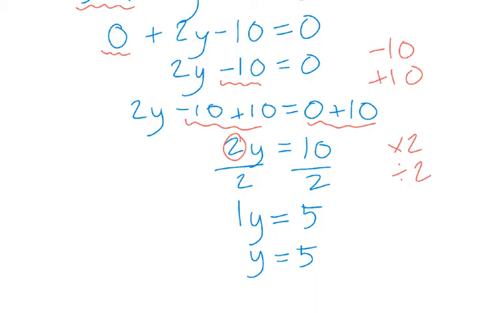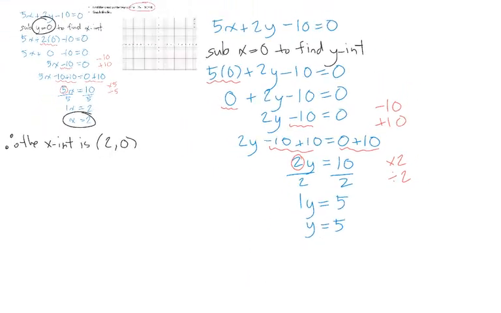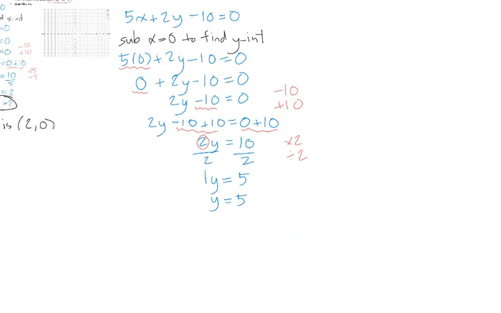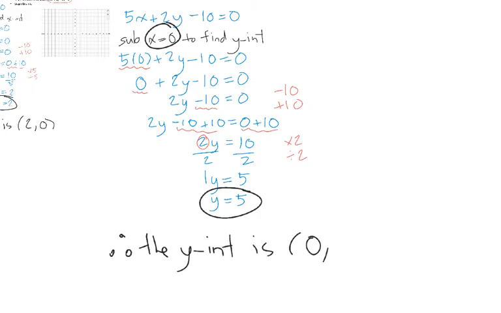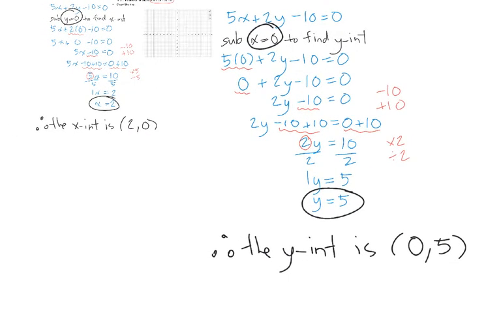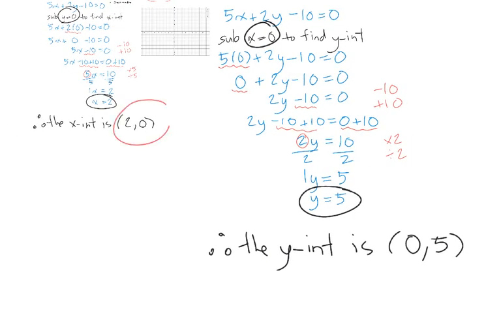Let's summarize all the information that we've just determined. We know that y is equal to 5 and x is equal to 0. Therefore, the y-intercept is (0, 5). We can now use both these pieces of information to graph our line.